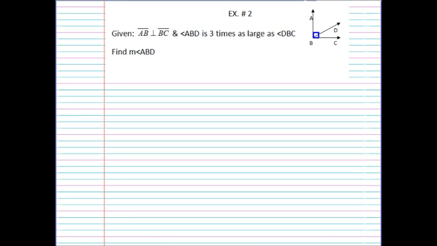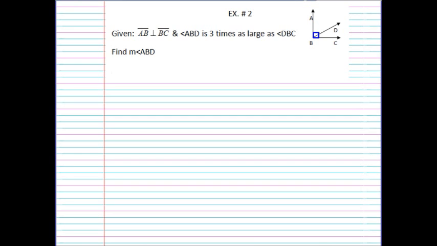Next, we have to think about angle ABD being 3 times as large as angle DBC. Here's the way I would do that. Think about which one would be larger, angle ABD, the first one, or angle DBC, the second one. Well, the larger one is going to be the first one. It's 3 times as large.